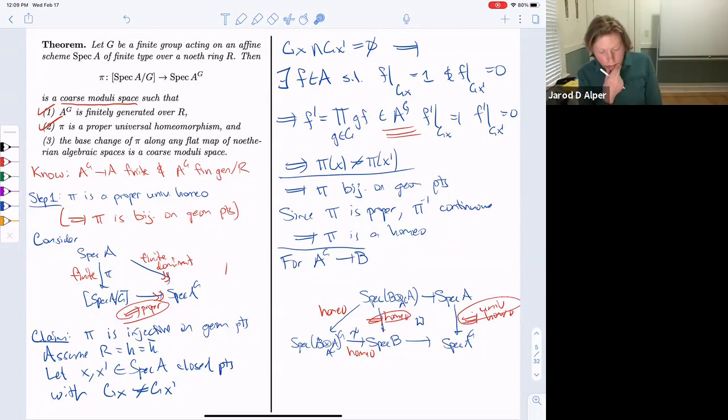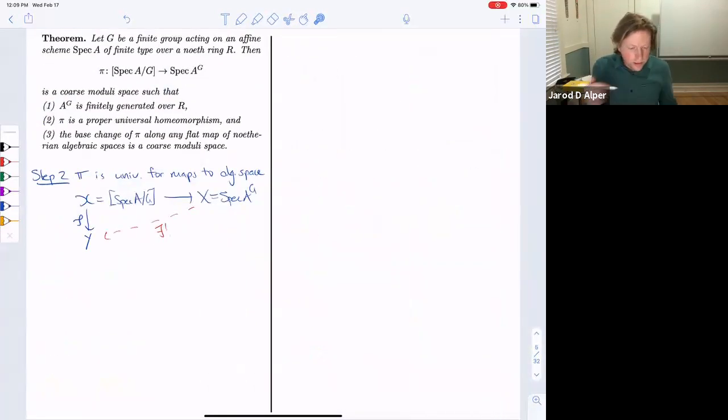Okay, so moving on. We've now done step 1 and step 2, and we've established one of the two defining properties of a coarse moduli space. We now are after the other defining property, namely that this map satisfies this universal property. This is maybe the harder part of the argument.